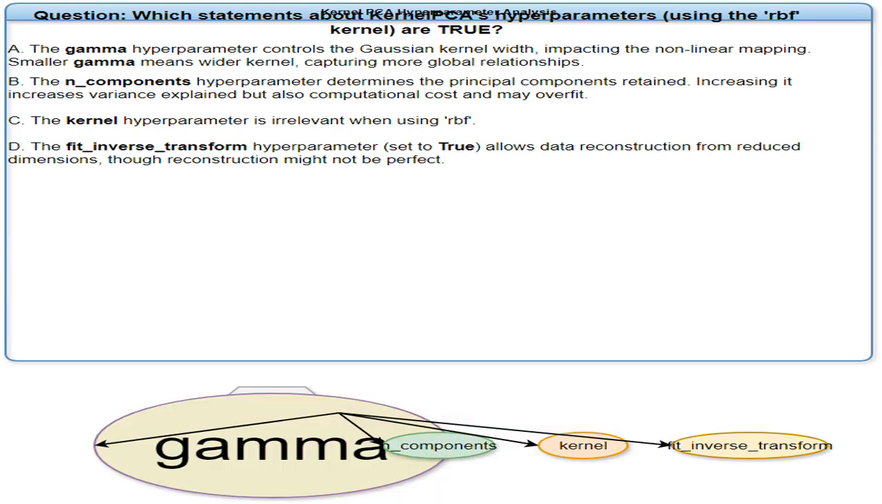The kernel defines the type of math used to find relationships in your data. RBF is one type, like a specific tool. This parameter is always relevant because it lets you choose the tool for the job, even if RBF is the default choice for this problem.